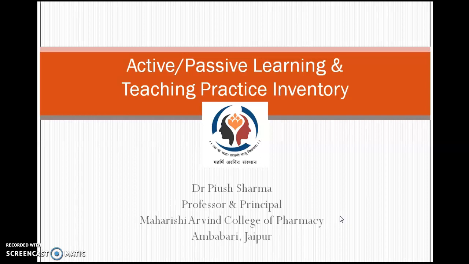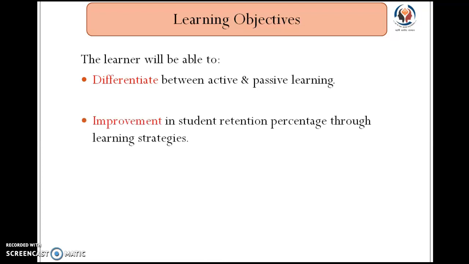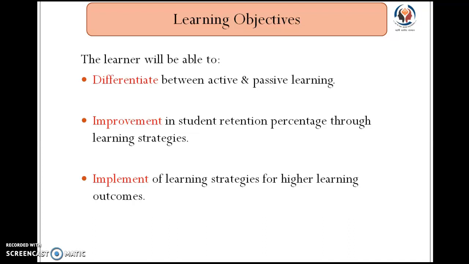Today's learning topic is active and passive learning and teaching practice inventories. In this topic, the learner will be able to differentiate between active and passive learning, improve student retention percentage through learning strategies, and implement learning strategies for higher learning outcomes. In passive learning, we can see various scenarios.